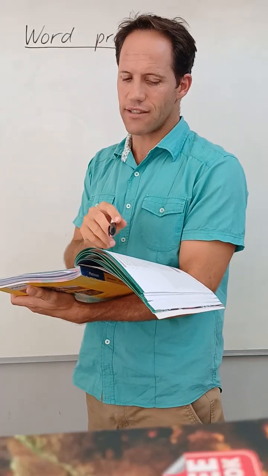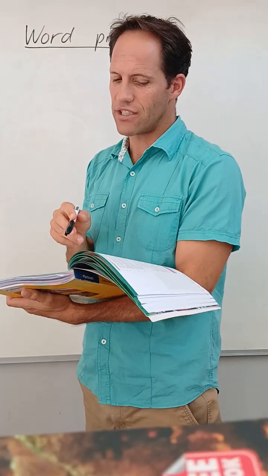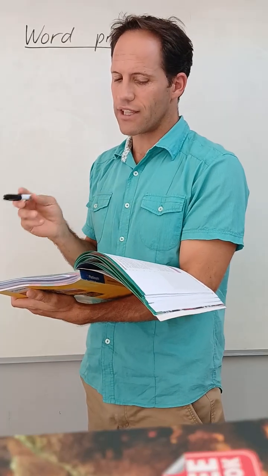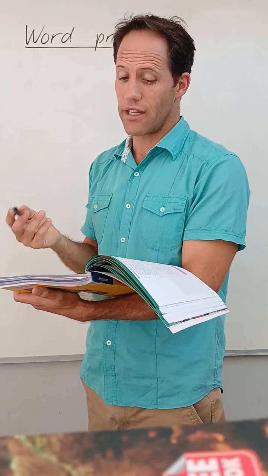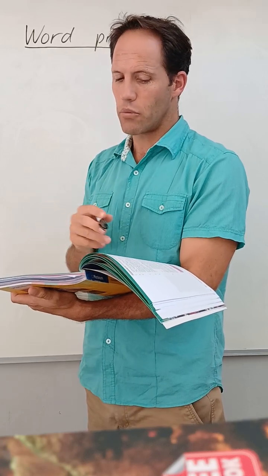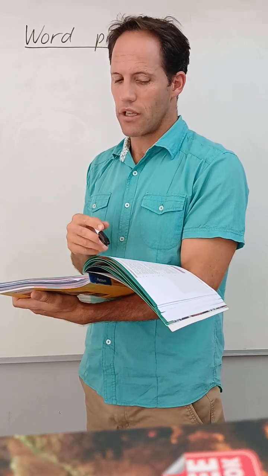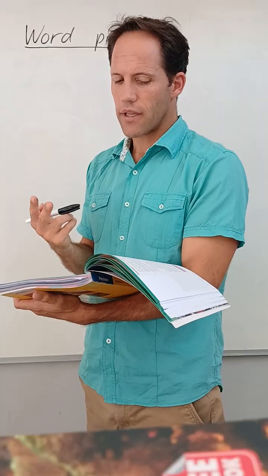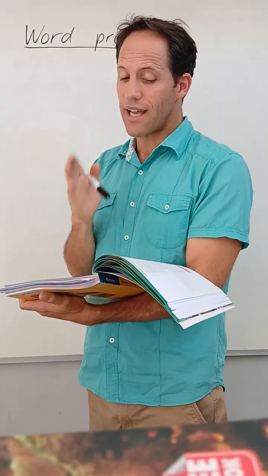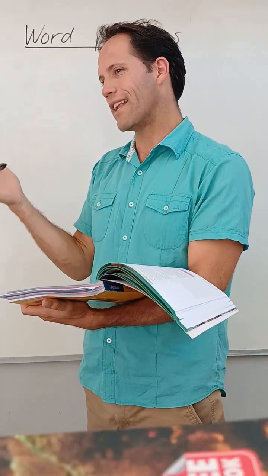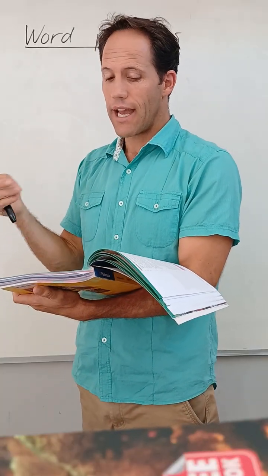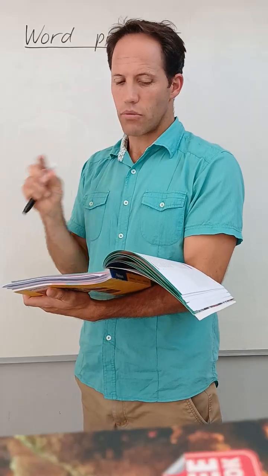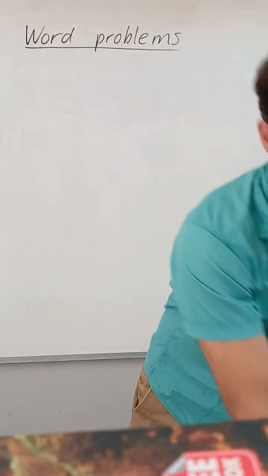Like in this case, the sum of the digits of a two-digit number is 13, and the product of the digits is 36. Determine which two numbers fit this description. So there's two numbers. They say that the sum of the two numbers is 13. So sum means that when you add the two numbers, you get 13. And the product is 36. Okay? So we've got a two-digit number, and we need to figure it out.